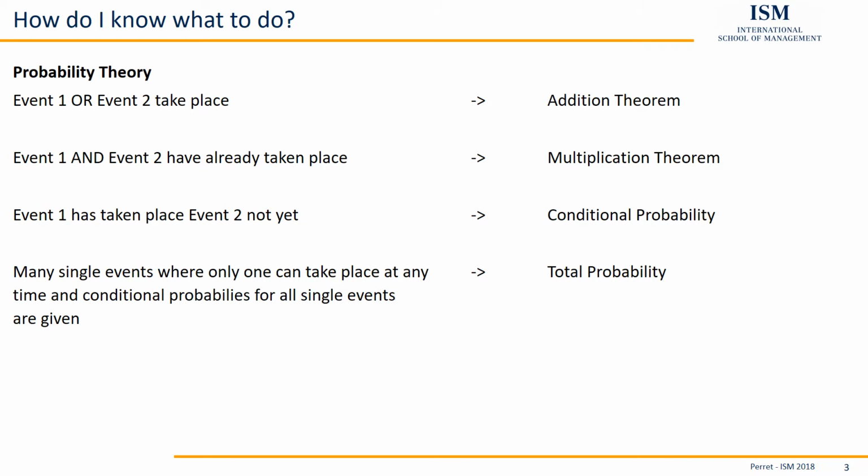Then, and here it becomes a bit more in-depth, you could use the theorem for the total probability or Bayes' theorem. So first, for the total probability, you know that you have to use the formula for this if many single events are described, and you know that only one of them can take place at any time. So for example, it's like your customer buys one of 3 products and only one of them.